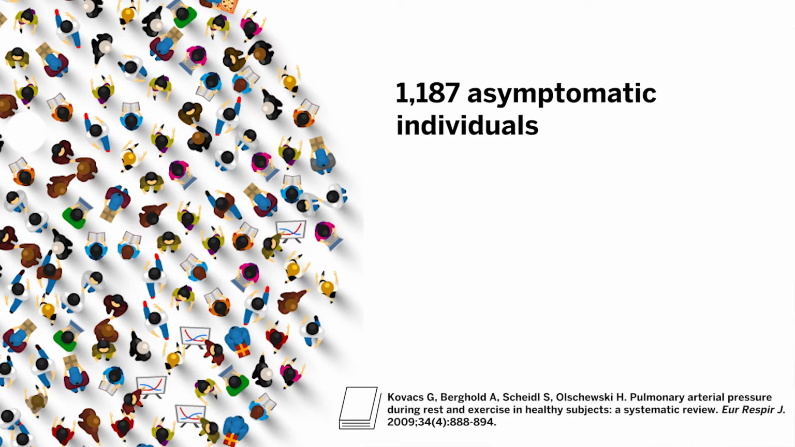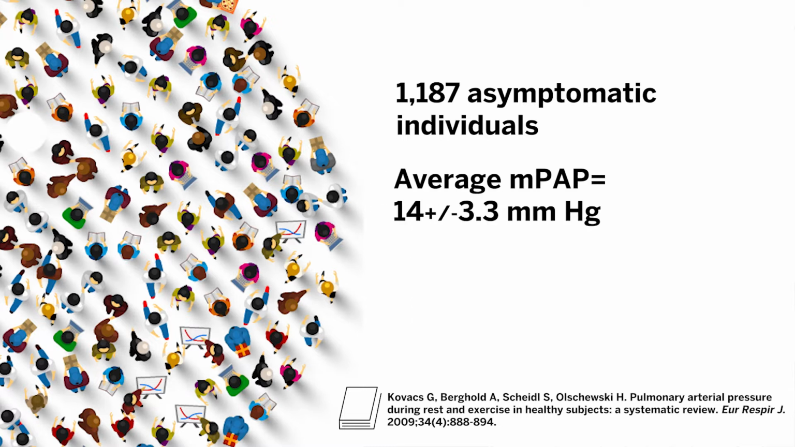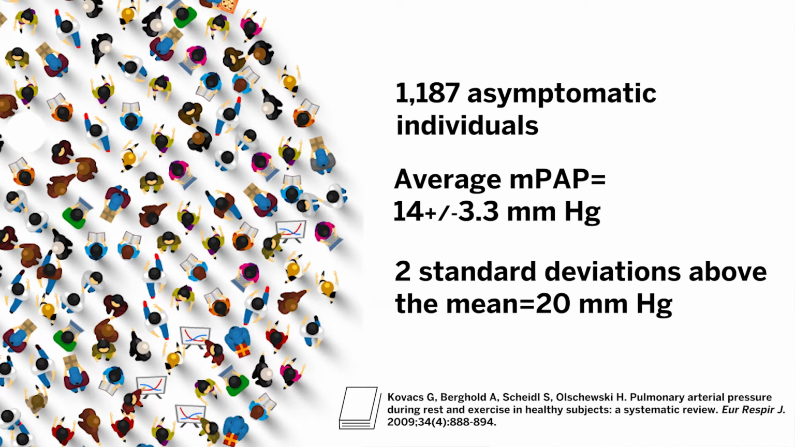One of the major changes for this change in definition was related to a paper by Kovacs that looked at over 1,000 asymptomatic individuals and found that the average mean pulmonary artery pressure for these asymptomatic individuals was 14. And when you think about 2 standard deviations above the mean pressure of 14, you get to a number of 20.